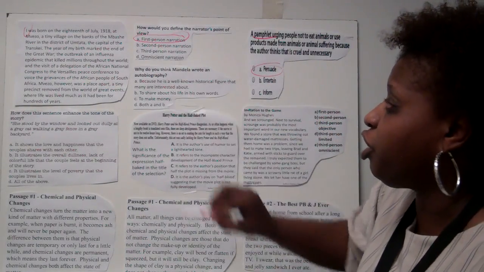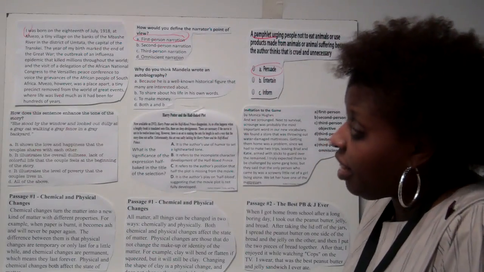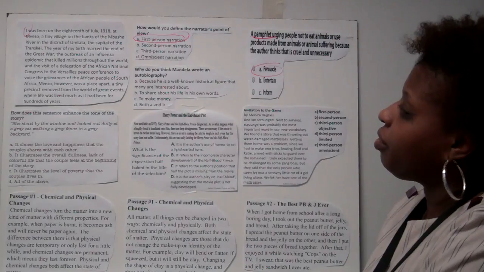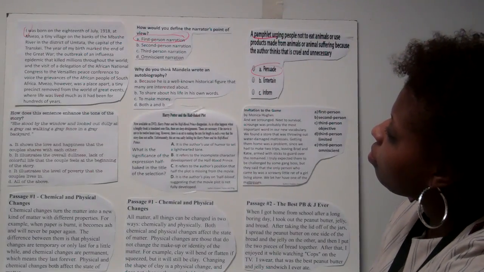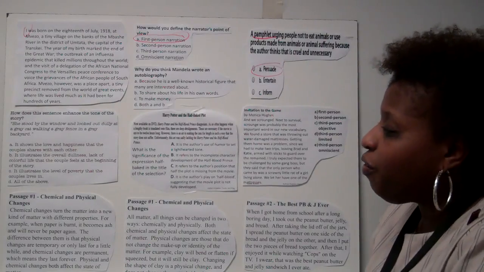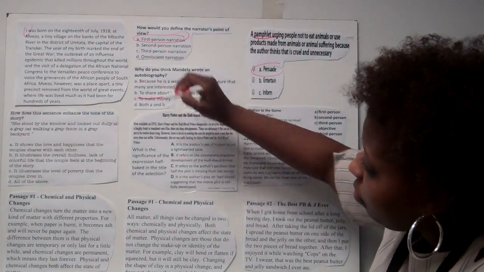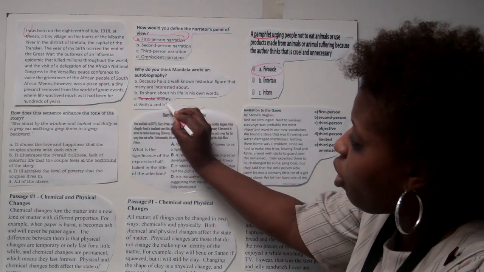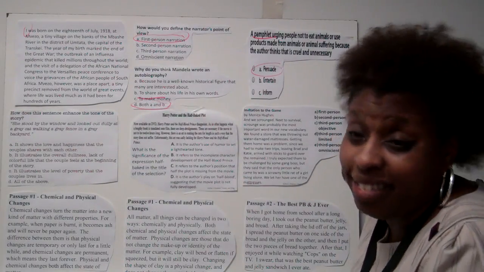Let's look at the second question. Why do you think Mandela, and this is an excerpt from his autobiography, why do you think he wrote it? I don't think it's C. But it could be A and B. So I'm going to go with D.